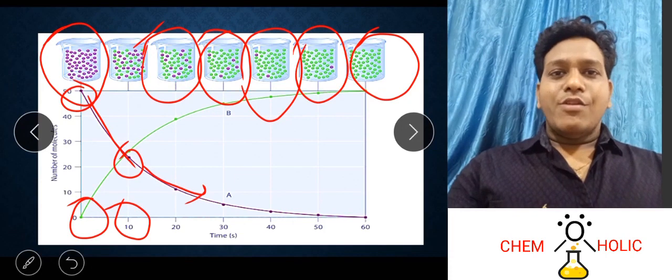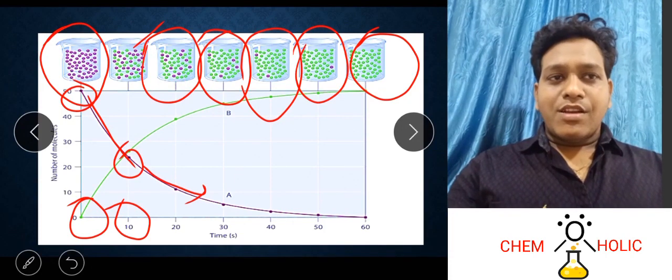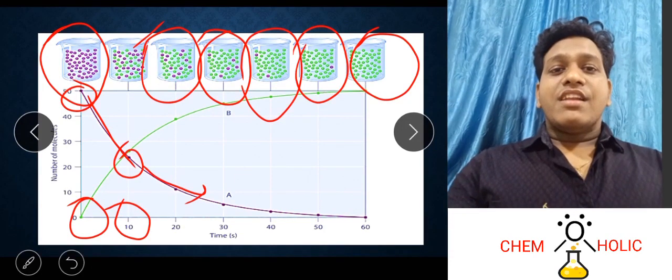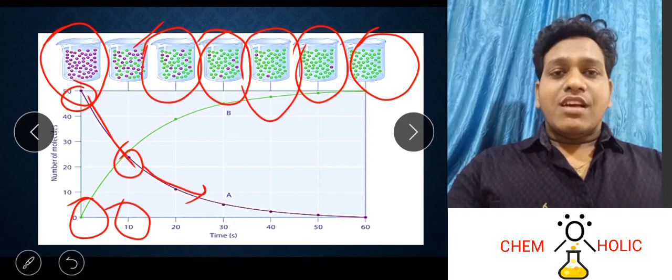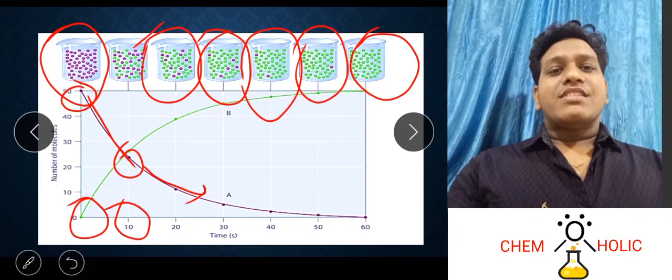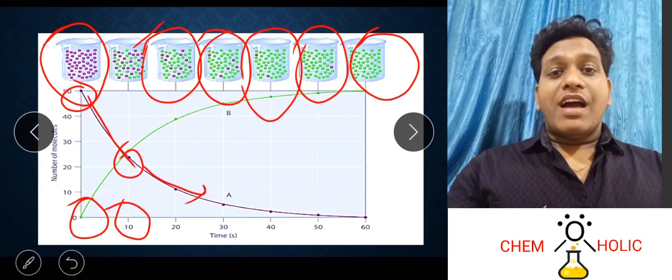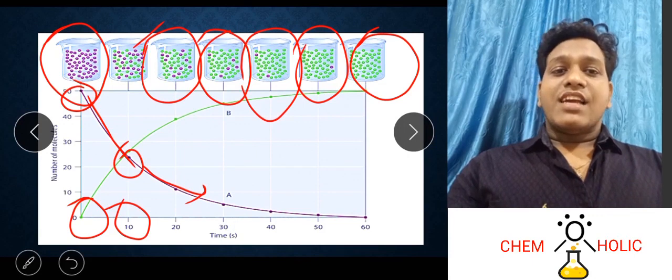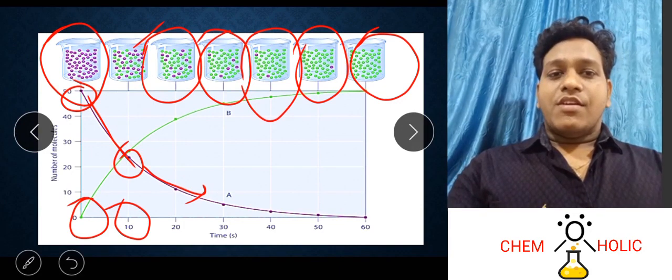So what we can conclude from this, regarding the rate of forward reaction, is that reactants are getting consumed and products are forming. So you have to note that as the reaction proceeds, during the rate of reaction, reactants are getting consumed and products are forming.